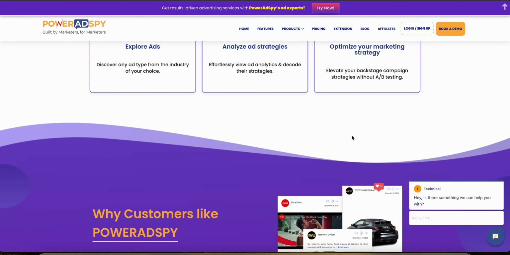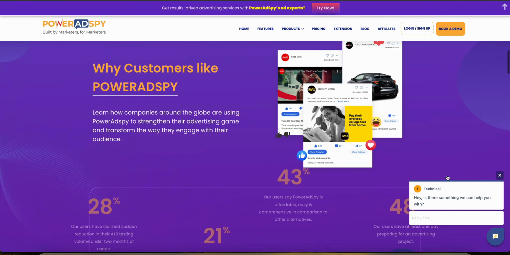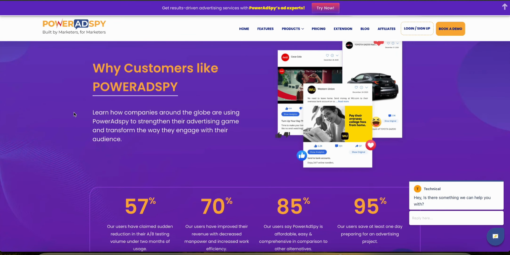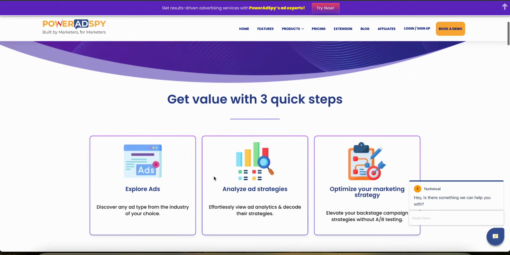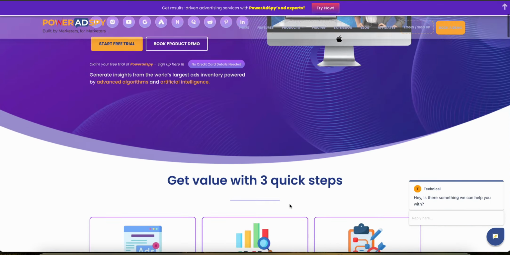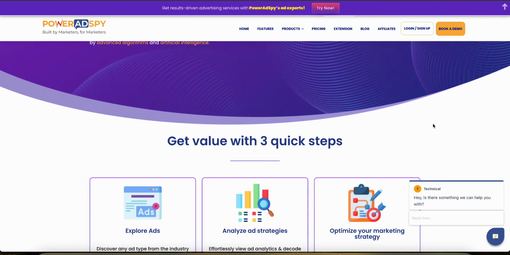Now, Shopify is easily one of the most popular platforms in the world for actually running an entire e-commerce business. So if you're already interested in using PowerAdSpy, but you're not sure what platform to actually use to run your entire business, Shopify is a great platform for that.